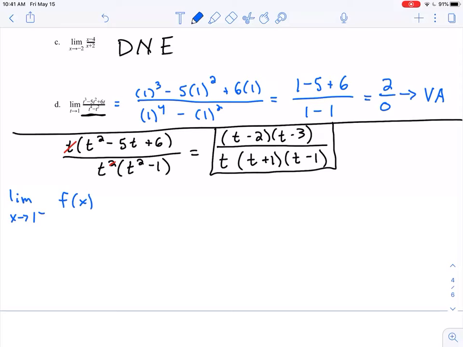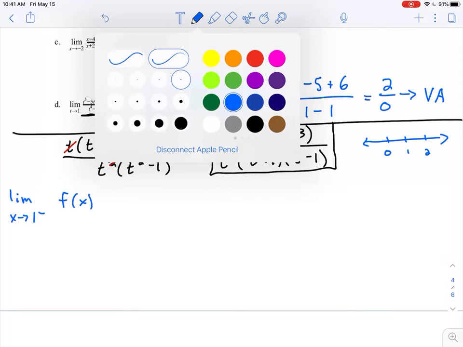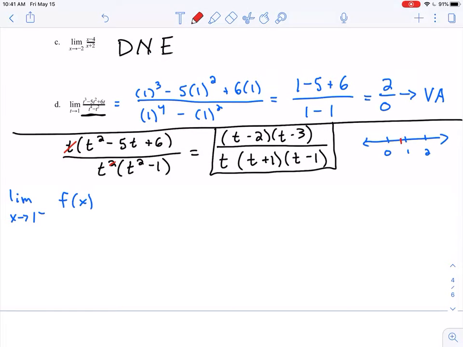And again, to show that work here, I might pick a number that's close to 1 on the left-hand side. If you're struggling to determine numbers that are close to it, draw out a number line here. So here we've got 0, we've got 1, we've got 2. So a number that's close to 1 on the left-hand side, I might be thinking about maybe 0.9, I think would be a really good choice here. So I'm going to take x equals 0.9.